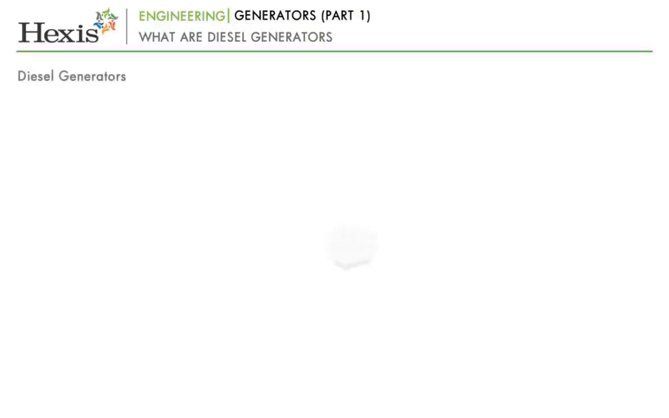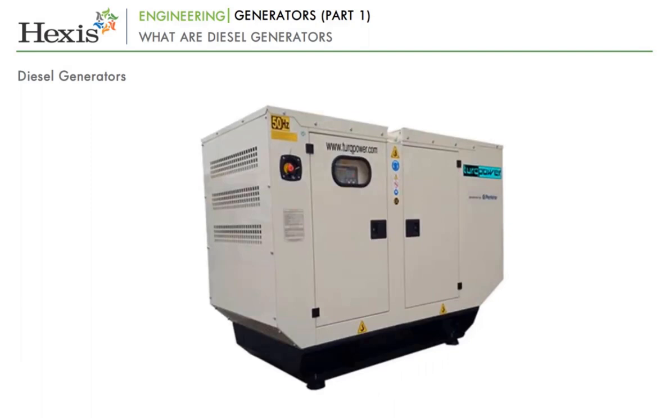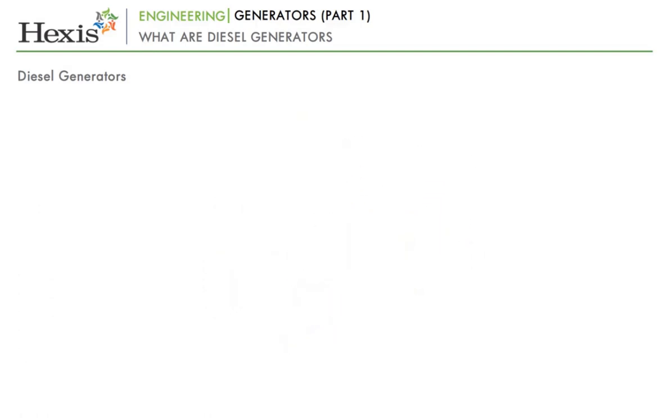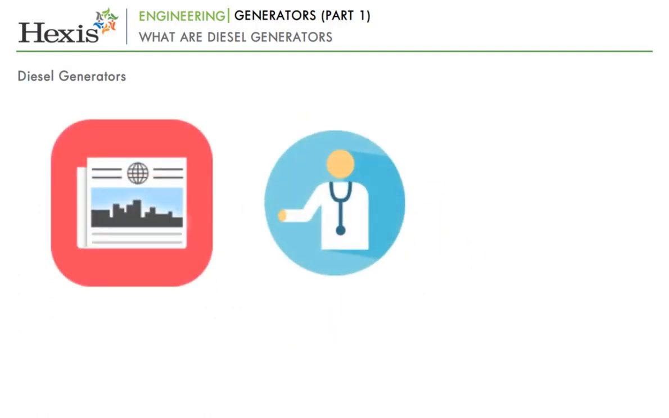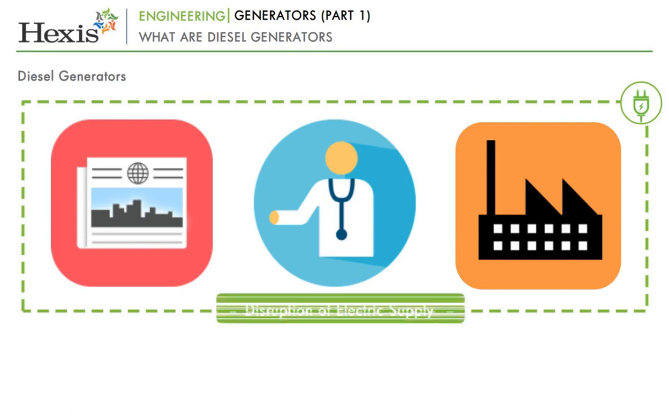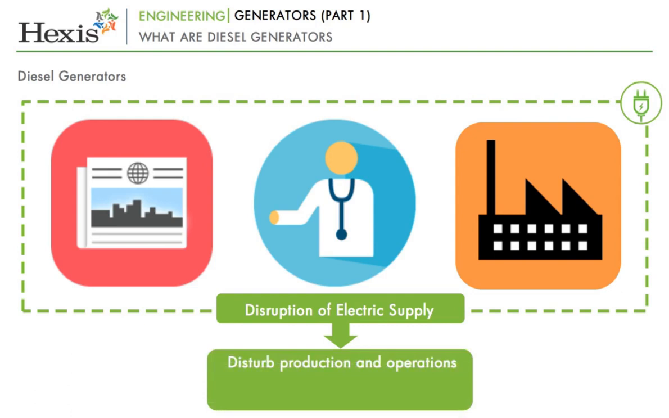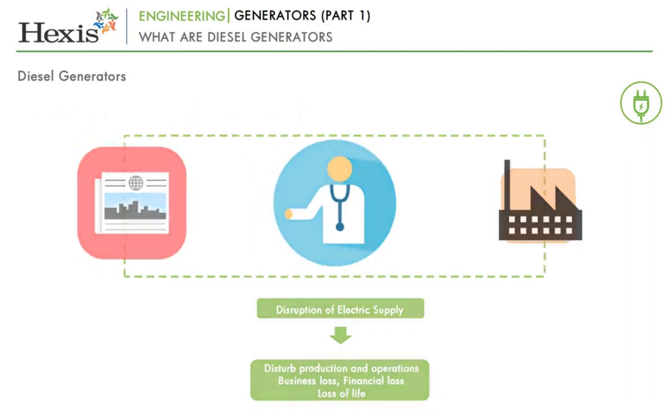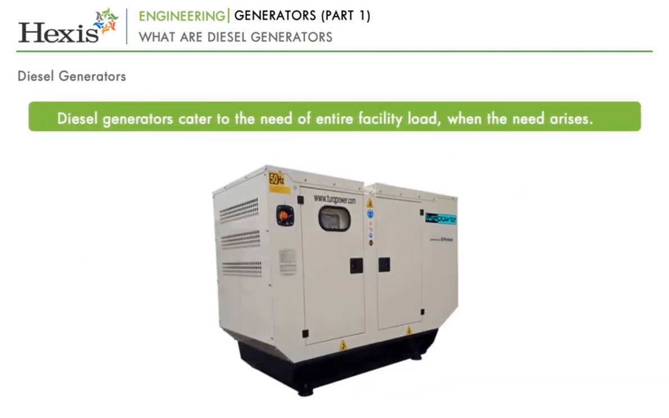Let us now learn more about diesel generators, which are most commonly and widely used in facilities and therefore of more importance to you. All types of facilities, whether commercial, healthcare or industrial, rely heavily on electricity for carrying out their businesses. Disruption of electric supply in these facilities may disturb production and operations and also result in several kinds of losses such as business loss, financial loss and, in some cases, loss of life as well. Hence, diesel generators are deployed to cater for the entire facility load when the need arises.